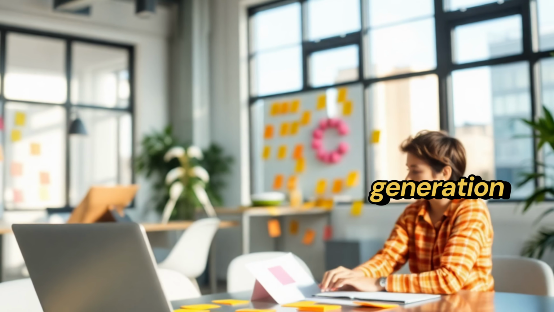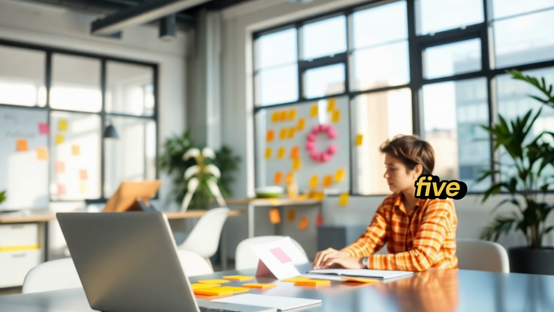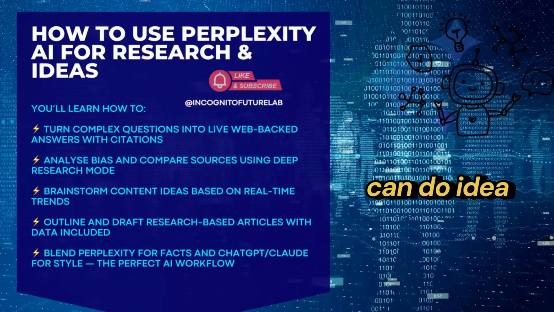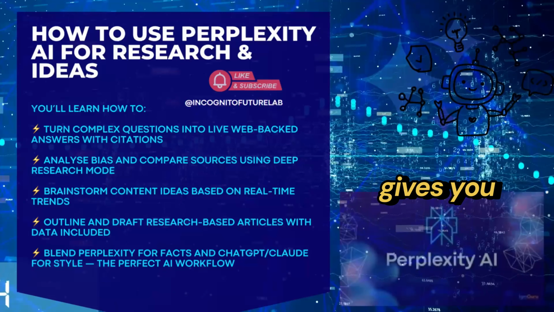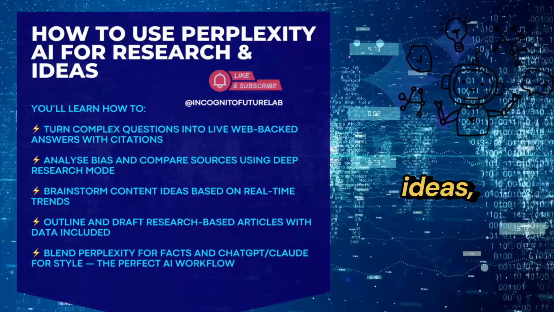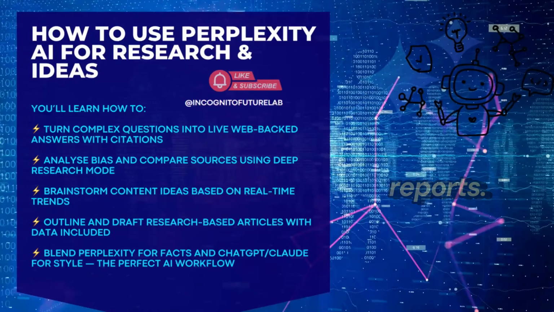Prompt 3. Idea generation. After summarizing, ask, generate 5 content ideas or headlines based on this research. Rank by audience interest. Look how it compares. Claude AI can do idea generation too, but Perplexity's live data gives you fresher angles. ChatGPT might give you solid ideas, but they'll lean on older training data, not live web reports.